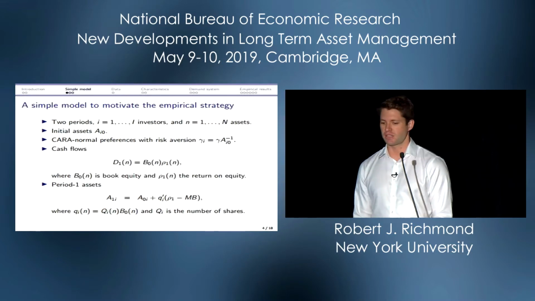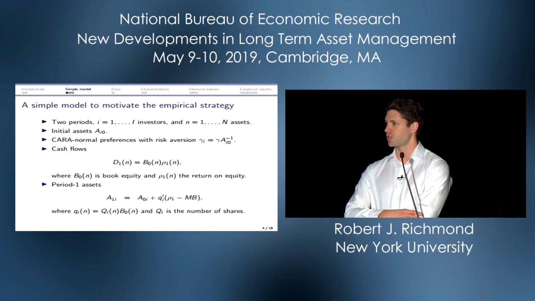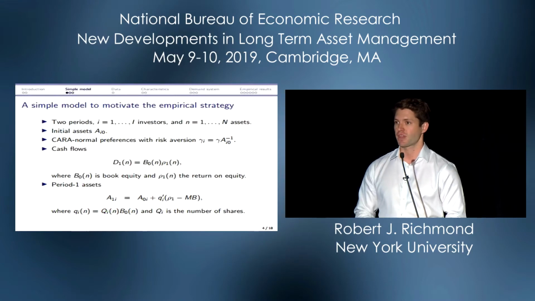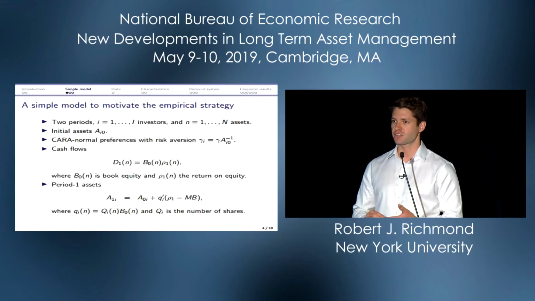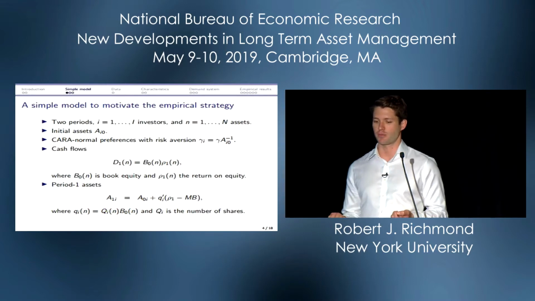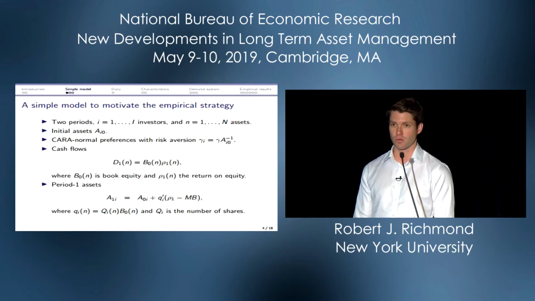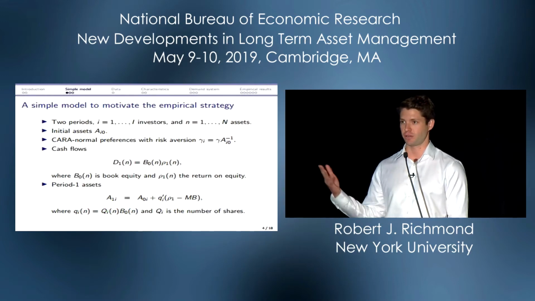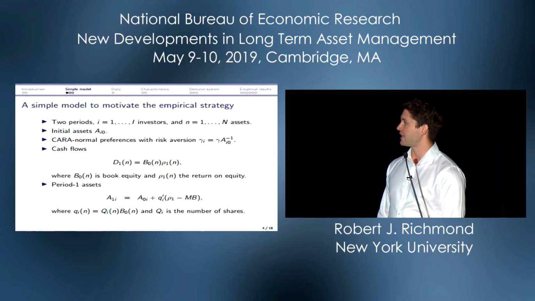So let me give you some details on our theoretical model. The model is going to be quite simple. It's going to have 2 periods, time 0 and time 1. There's going to be I investors. They're going to be able to invest in N different assets. Now, these investors are going to differ in their assets under management. In particular, they're going to have some initial assets denoted by A_i0. Now, the investors care about payoffs in the second period, or time 1. They've got CARA normal preferences with some risk aversion gamma_i.